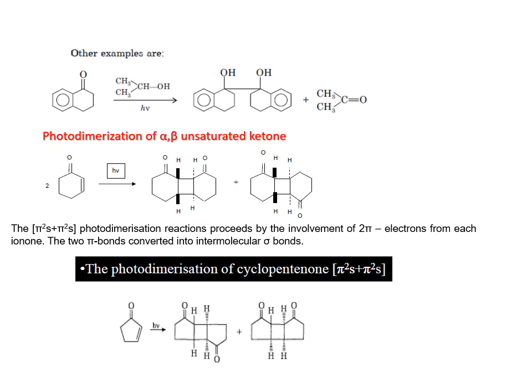Let's see the first example, where we can see a cyclohexenone in presence of light undergoes a 2+2 cycloaddition reaction to produce these two products, and they are two different isomers of the 2+2 cycloaddition product. The pi2s plus pi2s photodimerization reaction proceeds by the involvement of the 2 pi electrons from each enone, and the two pi bonds are converted into intermolecular sigma bonds. Again, we can see the same example of the photodimerization of cyclopentenone by this pi2s plus pi2s 2+2 cycloaddition reaction product.